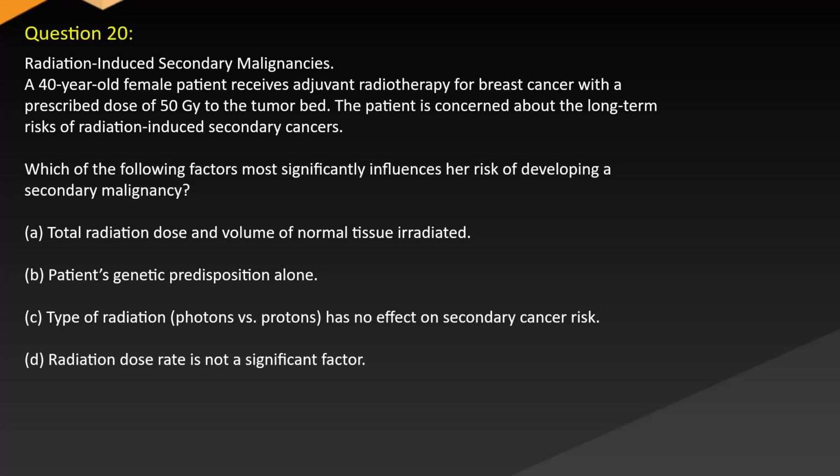A. Total radiation dose and volume of normal tissue irradiated. B. Patient's genetic predisposition alone. C. Type of radiation, photons versus protons, has no effect on secondary cancer risk. D. Radiation dose rate is not a significant factor.